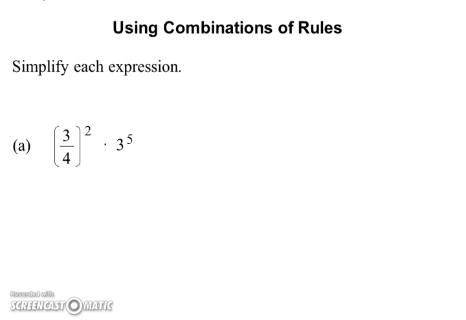Okay, our first step should be to apply the power rule to what we have in parentheses. So we're going to raise 3 to the second power and also raise 4 to the second power. So it looks like this. Now we can multiply. And when we multiply, we're going to multiply using the product rule. And when we multiply using the product rule, we add the exponents.